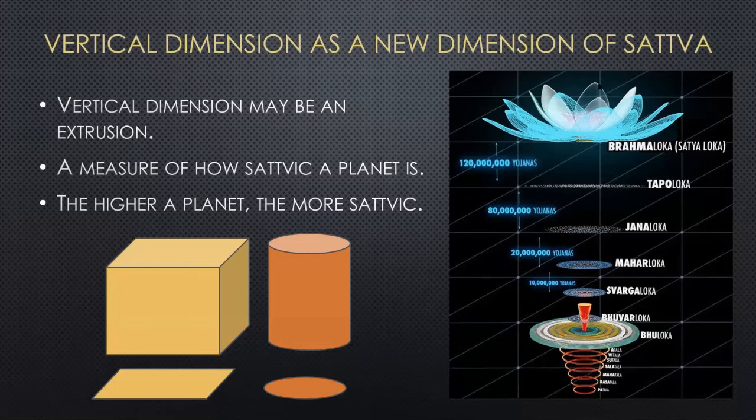Obviously, the Brahmaloka, the place of Lord Brahma, is the one that has the highest sattva. It is in the mode of goodness. And here on the earth, we're basically in rajas. And then these patala, tala, vitala are more in the mode of ignorance. And so the higher the planet, the more sattvic. That's what we think that this vertical dimension could mean.